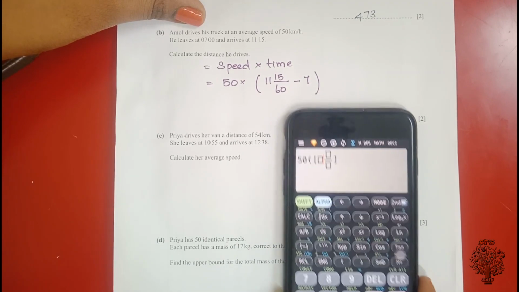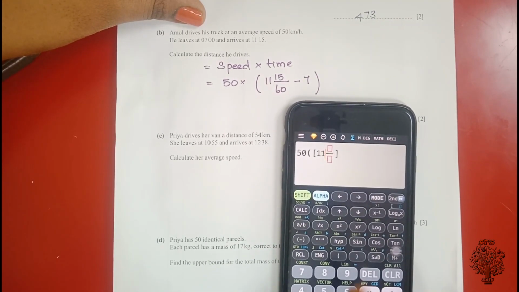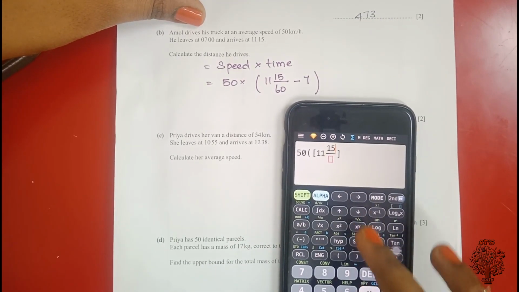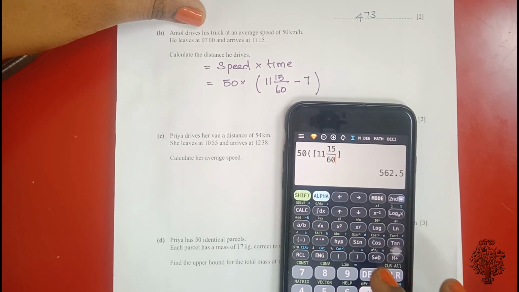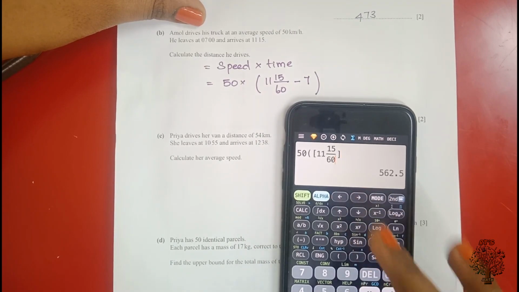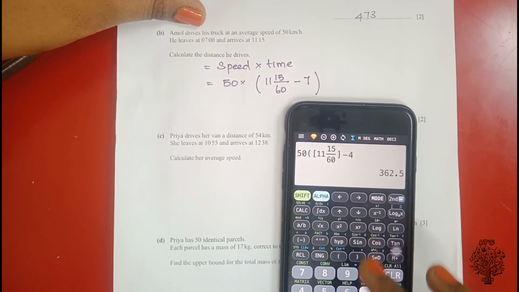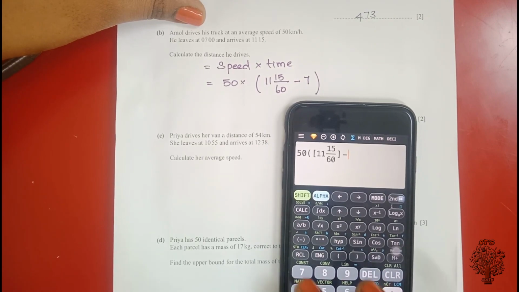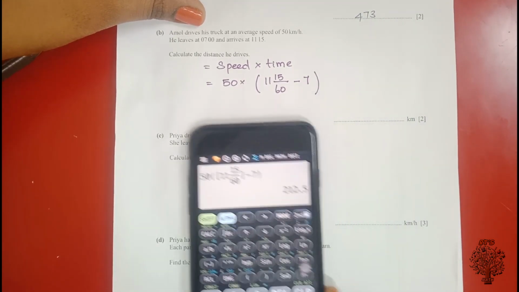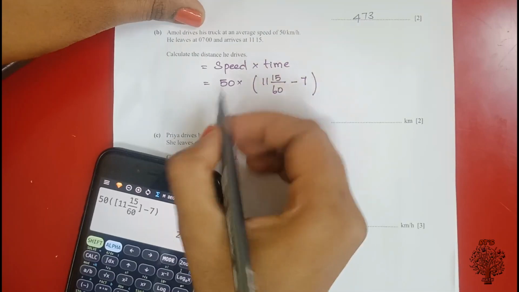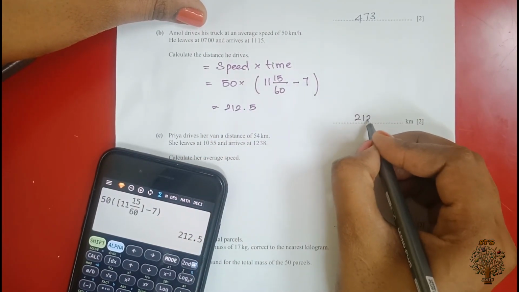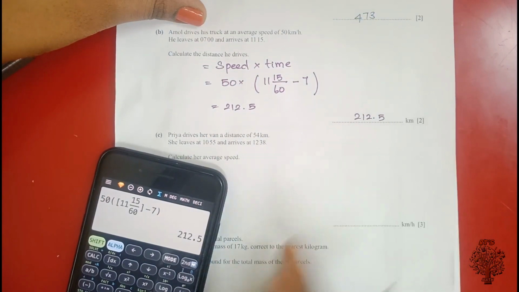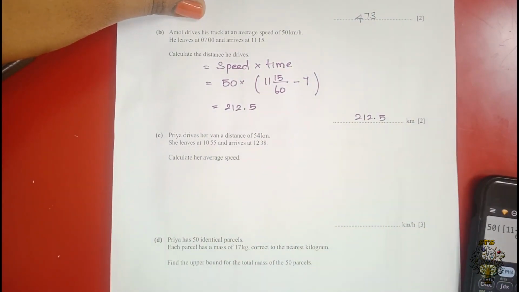Now take your calculator, 50 multiplied with the bracket, 11 and 15 divided by 60, and this minus 7, closing the bracket, which gives me 212.5. So 212.5 kilometers he has traveled.